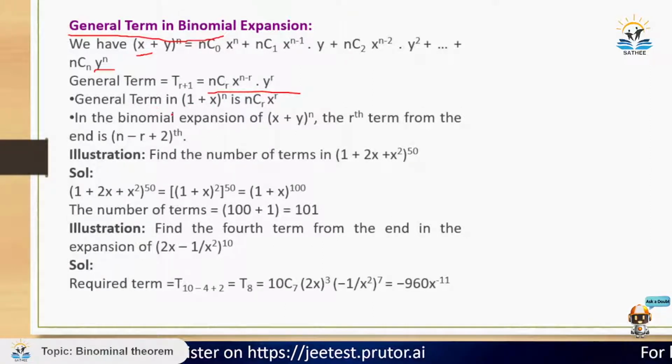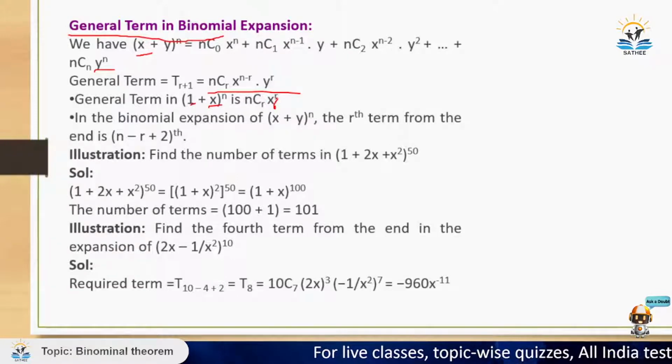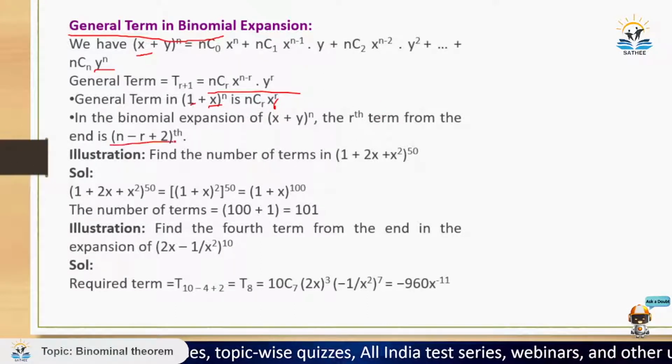Then the general term in (1 plus x) power n is nCr x power r, because x power n minus r into y power r, क्योंकि यहाँ पे x 1 है and y x है. So y power r is x power r, and 1 power something is 1 only. So forget that one. Okay. Then the r-th term from the end, हाँ अभी अपने को end से निकालना है, that is equal to the (n minus r plus 2)th term.